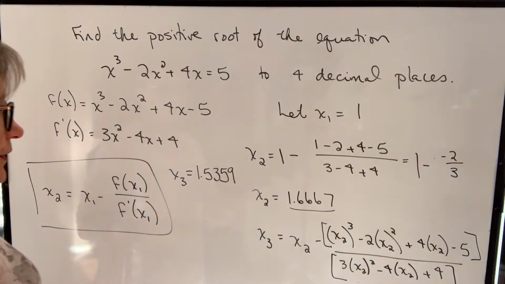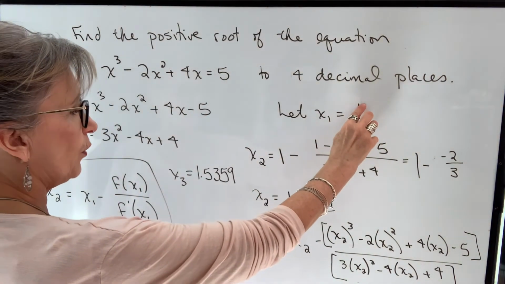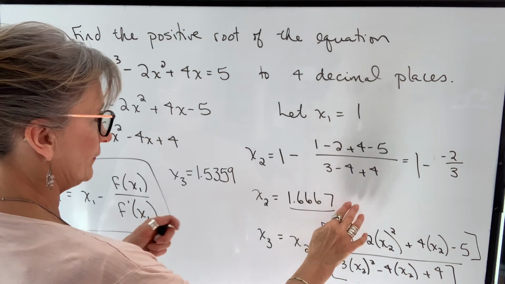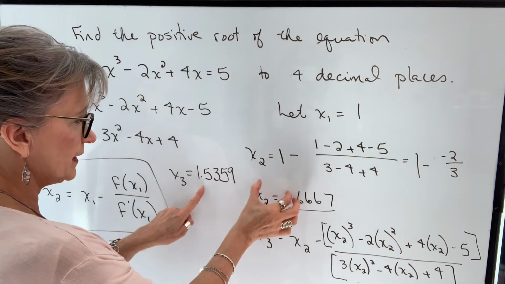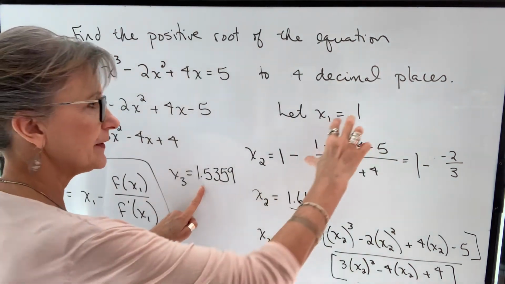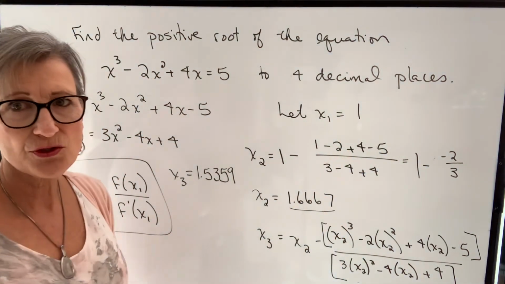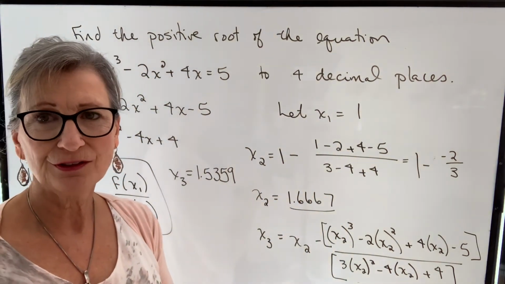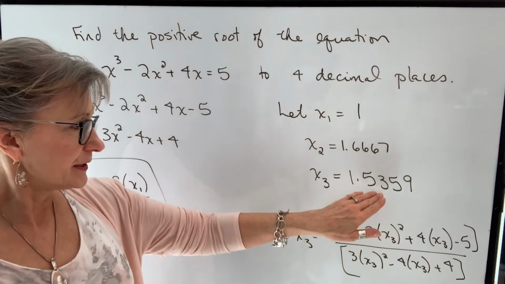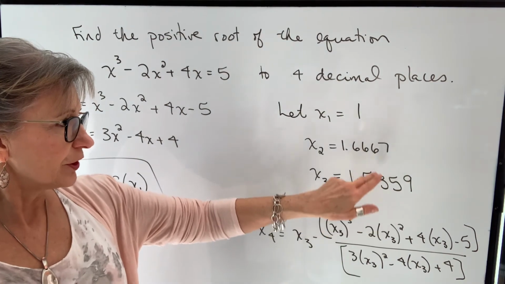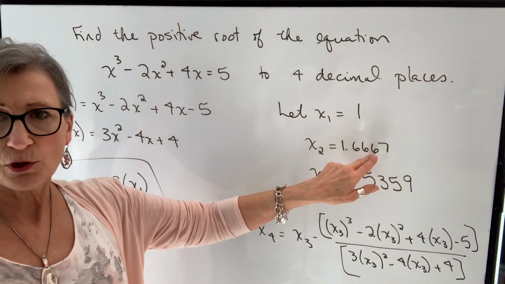So you can see that we're getting closer. We went from 1 to 1.6667, now 1.5359. So the difference between these two answers is smaller than the difference between these two answers. So I know that I must be converging towards the correct root. Now that we've obtained x3, which is not equal to x2, we have to use the process again.